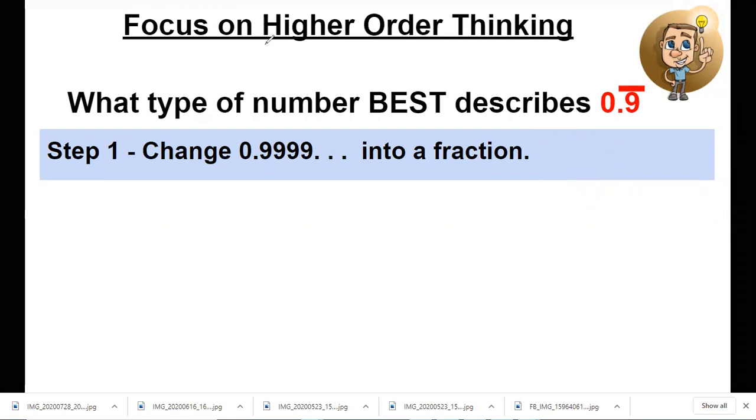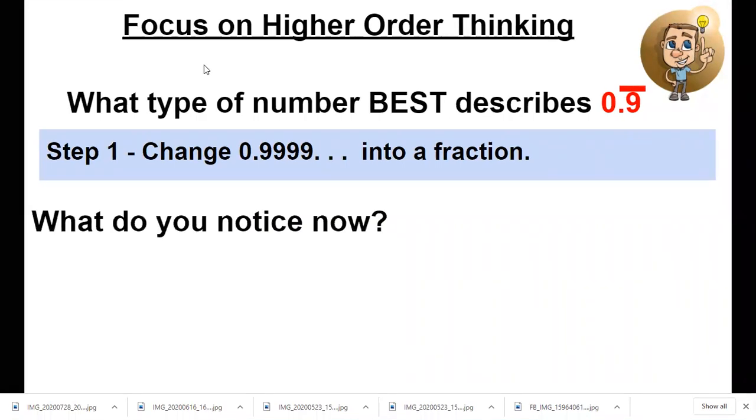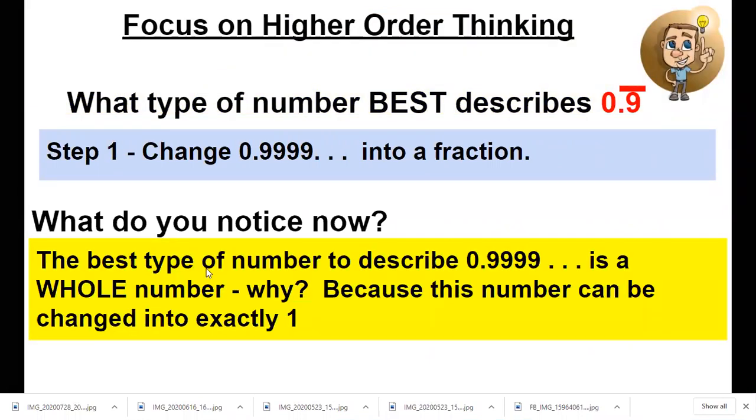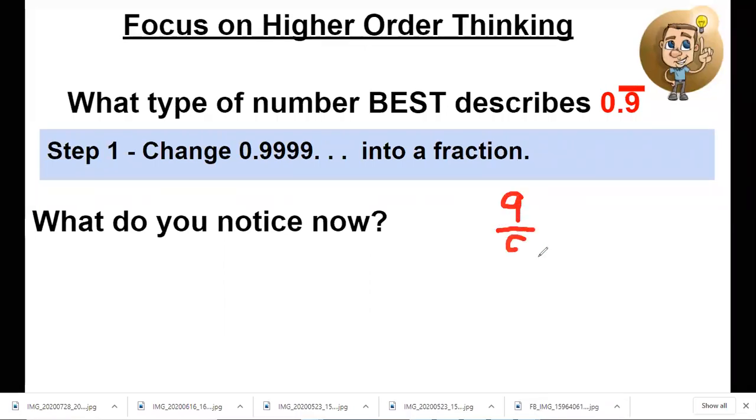So let's see if that's what pops up here. What do you notice? Oops, I didn't want that to show yet. What did we notice? We noticed that 9 over 9, that's how we would show a repeating decimal, is really just 1, right? So the best type of number would be a whole number, right?